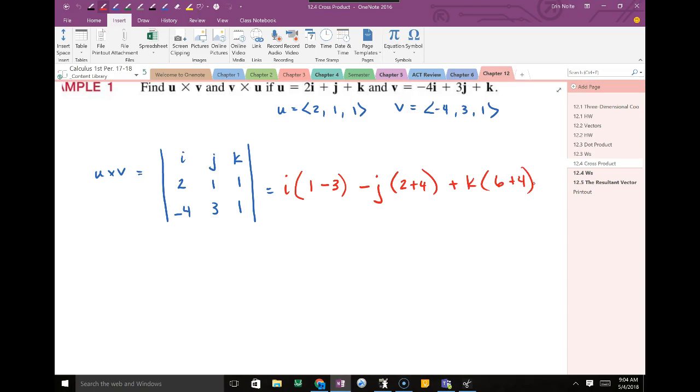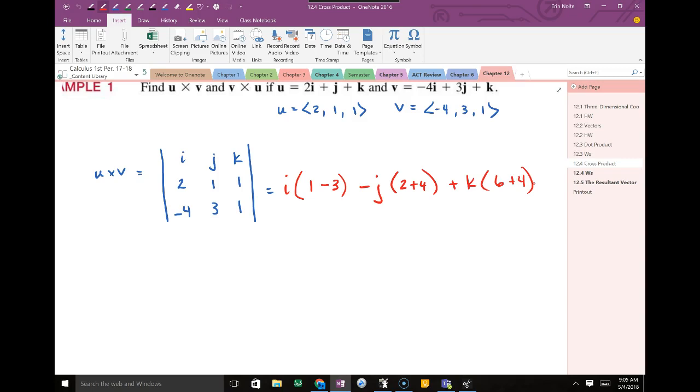Right? These are determinants. That's how you find the determinant in the matrix. For the j row, I'm going to do these two. So 2 times 1 minus -4 times 1. So 2 plus 4.